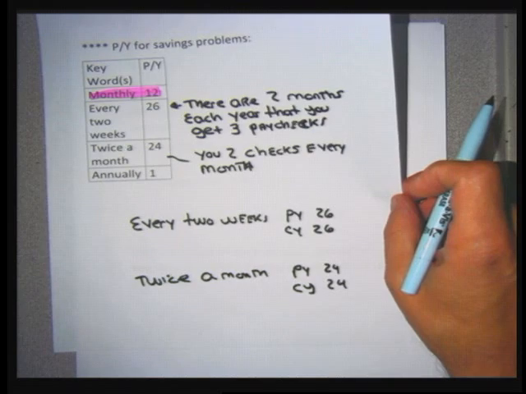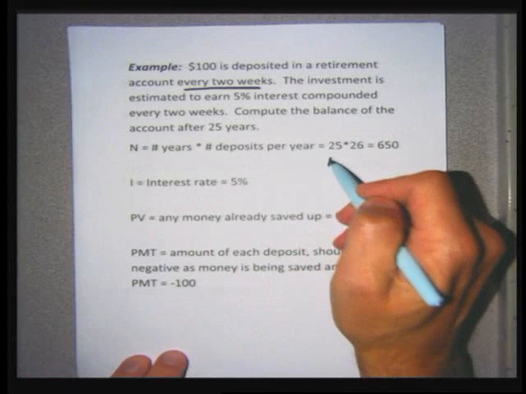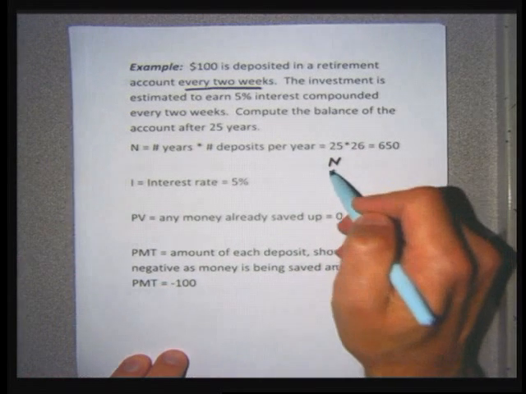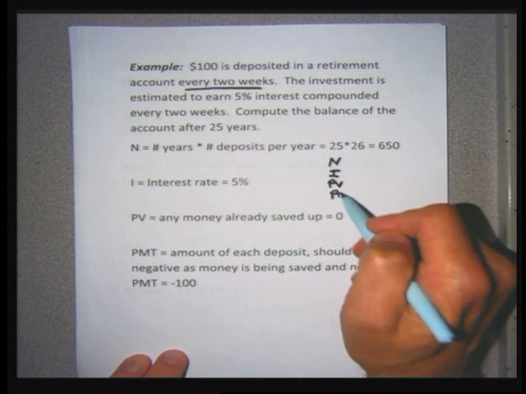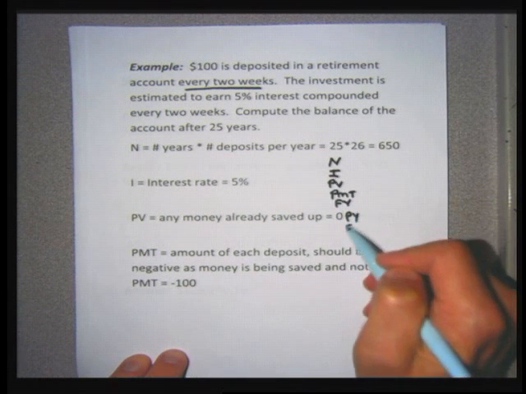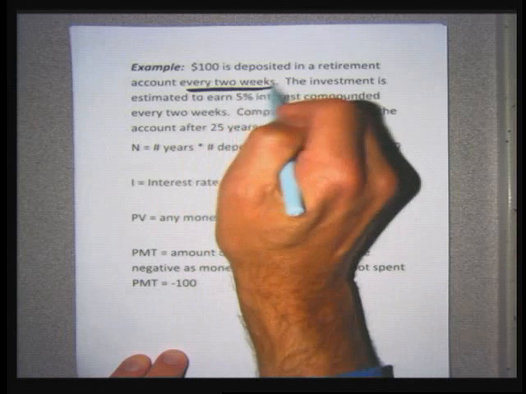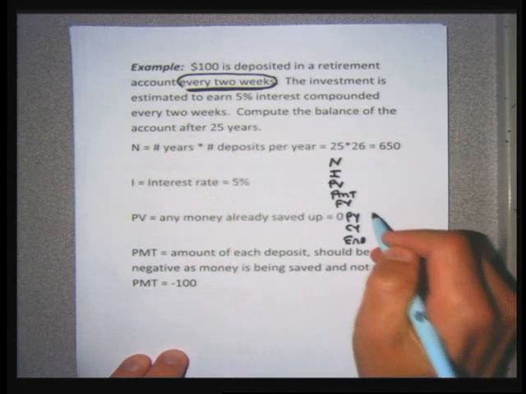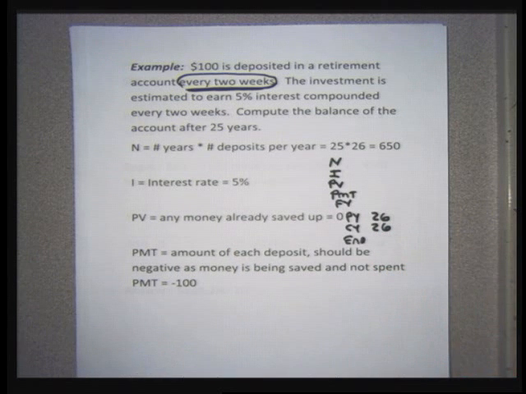The nice thing about the savings problem is we're never going to leave the TVM solver screen. So I'm not going to have to do the balance or the sum of interest like we did in the last section. Immediately, as I read through these savings problems, the PY and the CY are places where I'm going to screw up. If I see every 2 weeks, the PY and the CY are 26. If I see twice a month, the PY and the CY are 24. So in this problem, the PY and the CY need to be 26.